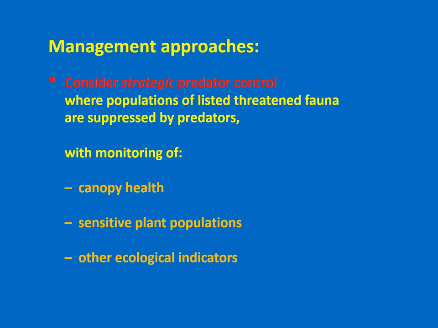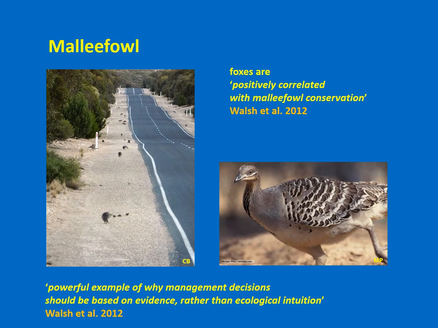Now, the way that foxes are controlled in bushland is done rather in a paradigmatic way. Not a lot of thought is put into it. People think they are, quote, saving the bush. But the positive role of foxes in ecosystems has been rarely studied, but is occasionally discovered accidentally. For example, with the mallee fowl, Walsh et al. found, which includes Joe Benshemesh, an expert on mallee fowl, foxes are positively correlated with mallee fowl conservation, and that it was bad to control foxes. It's a powerful example of why management decisions should be based on evidence rather than ecological intuition.